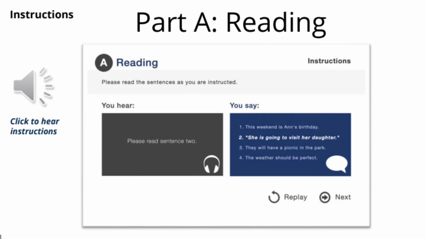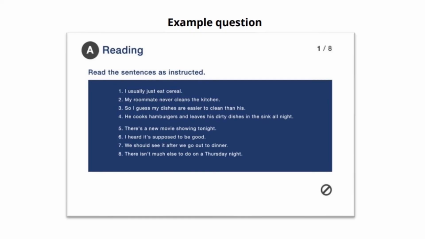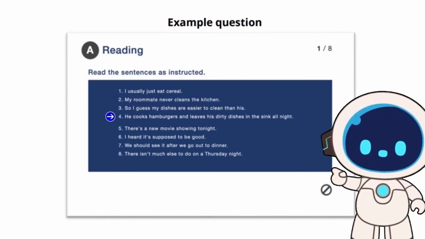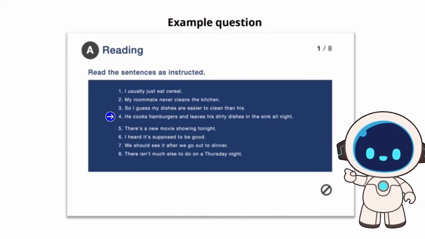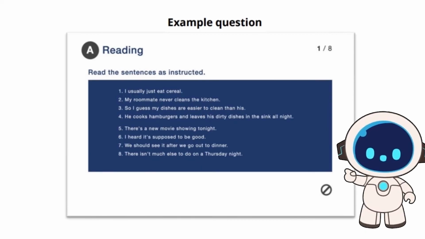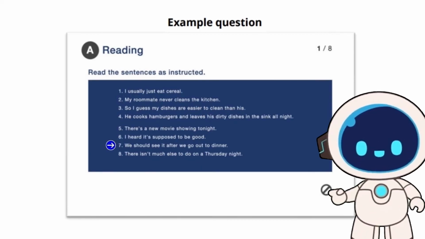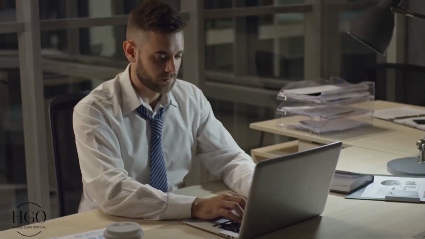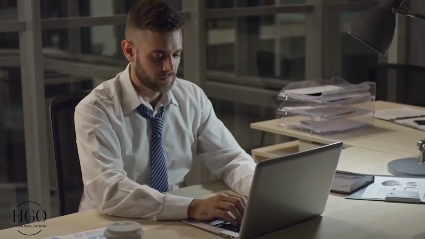In this section, you will see 8 sentences on your screen, and an automated machine, or you can call it bot, will ask you to read these sentences randomly. For example, the bot will say, please read sentence number 4, and you will read sentence 4 displayed on your screen. Then the bot will say, now read sentence number 7, and you will proceed with sentence 7 and so on. आपको 1, 2, 3, 4 sequence में sentences नहीं बोलने. Bot आपको randomly sentences read करने को बोलेगा.